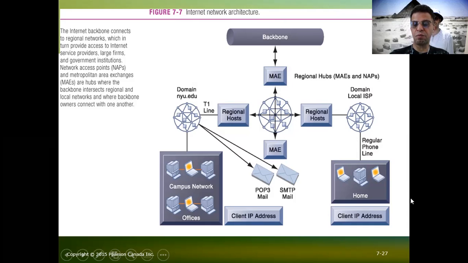Here, you have maybe something like a client IP address. It could be a mail server, it could be anything. And also, if you're at home, there's a certain domain, then you go to the backbone, which could be .edu, .com, or whatever, or .ca.